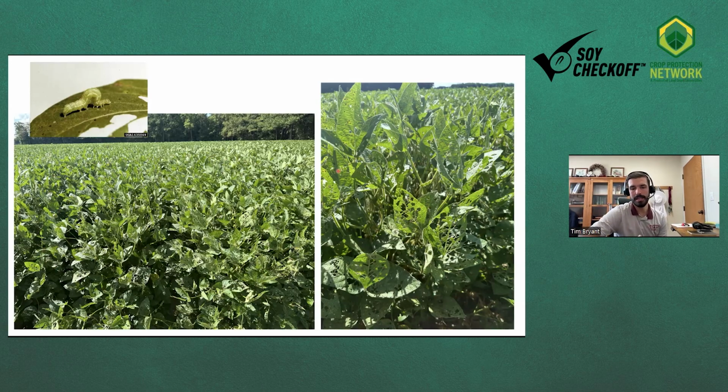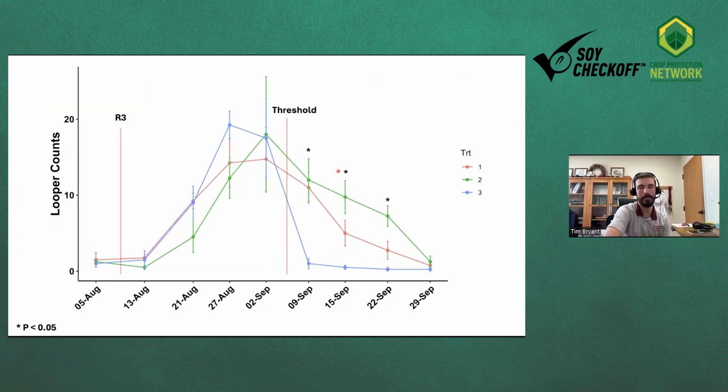So ultimately, we did our R3 spray, our automatic application, and then we ended up spraying at our defoliation threshold for soybean loopers. And the data I'm going to show here is primarily related to that. So this is our soybean looper counts. Our red dotted lines here are two different applications. So this was the R3 application, that automatic spray of a pyrethroid.